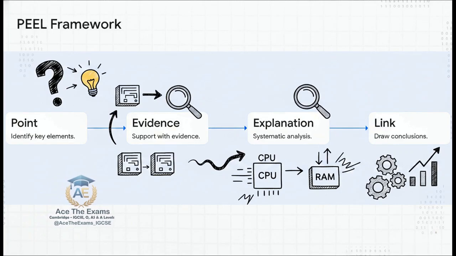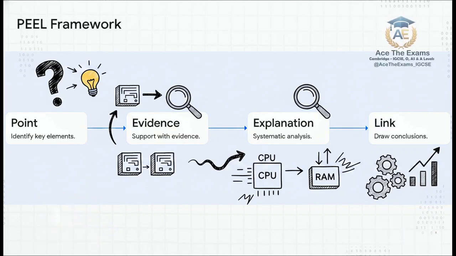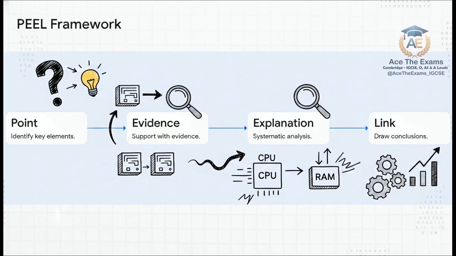Next, your explanation. This means if a CPU needs to fetch a 64-bit floating point number from RAM, the 64-bit architecture can do it in a single fetch cycle, while the 32-bit architecture requires 2 separate cycles, literally doubling the retrieval time. Finally, your link. Therefore, widening the data bus reduces memory bottlenecks and decreases overall instruction execution time. Do you see how powerful that is?